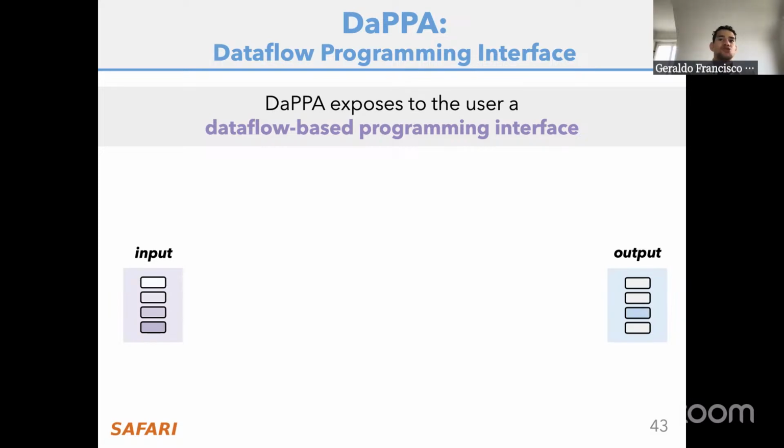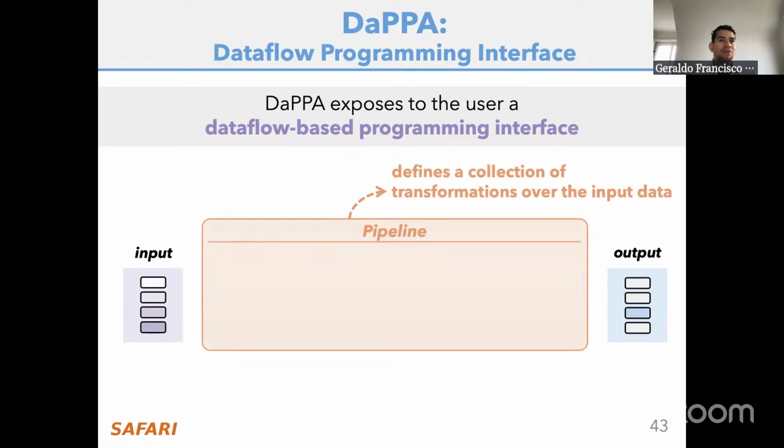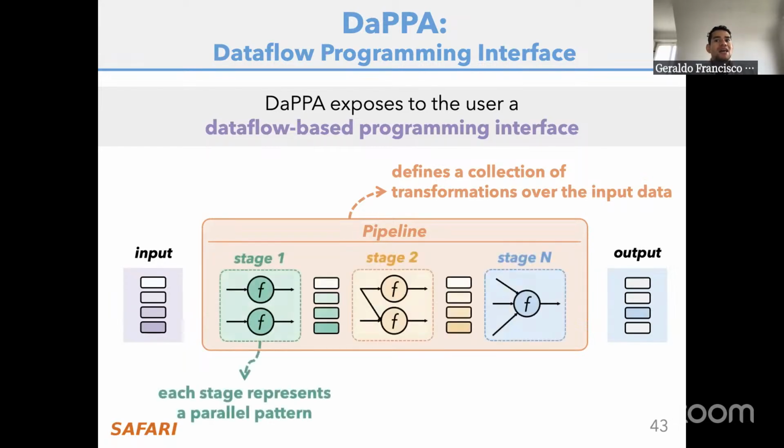DaPPA exposes a data flow-based programming interface to the user. The interface has 3 main components. First, a pipeline defines a collection of transformations of input data. Second, a stage defines a parallel pattern-based data transformation. And third, stage communication happens sequentially, with data flowing from one stage to another within the pipeline.